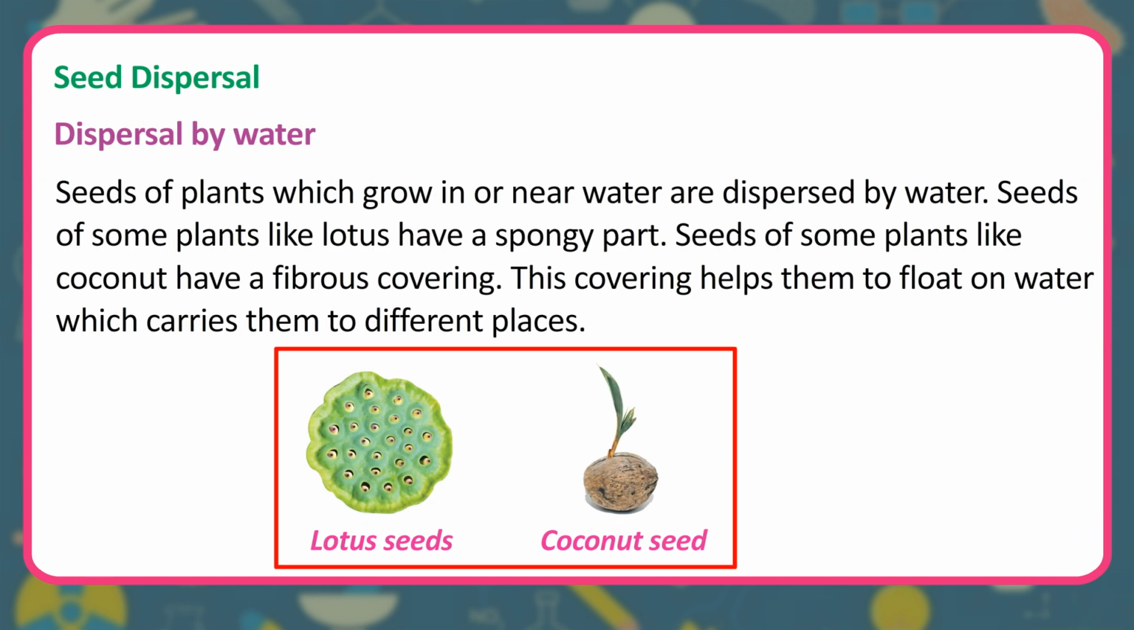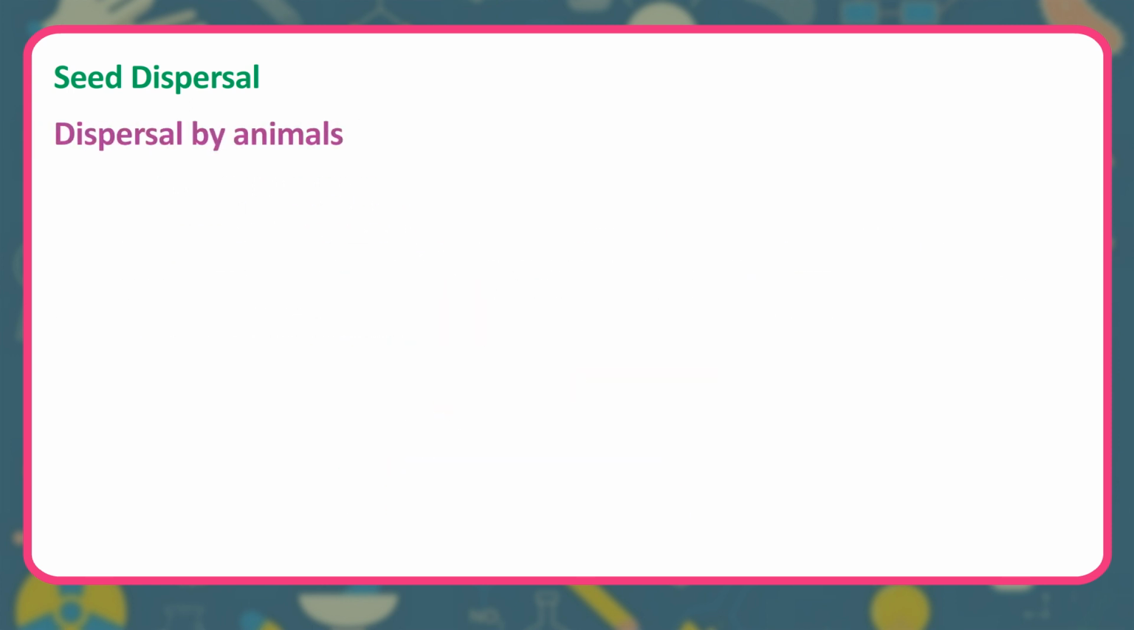Dispersal by water. Seeds of plants which grow in or near water are dispersed by water. Seeds of some plants like lotus have a spongy part. Seeds of some plants like coconut have a fibrous covering. This covering helps them to float on water, which carries them to different places.